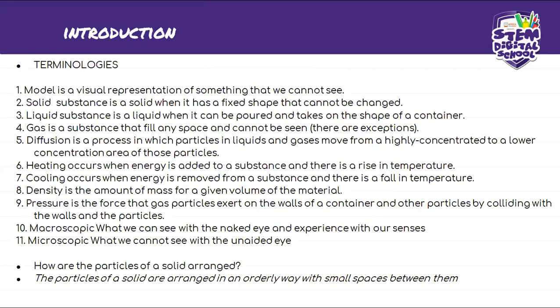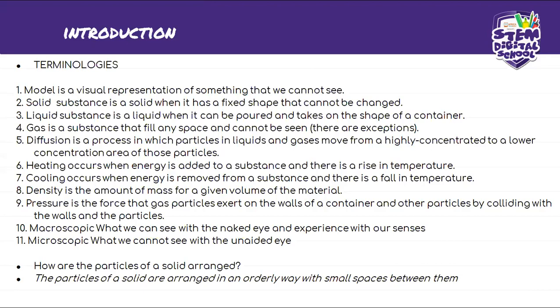All right. Before we start, I'd like to remind you of some terminologies. A model is simply a visual representation of something that we cannot see. A solid is a substance that has a fixed shape that cannot be changed. A liquid is a substance that can be poured and takes on the shape of a container.